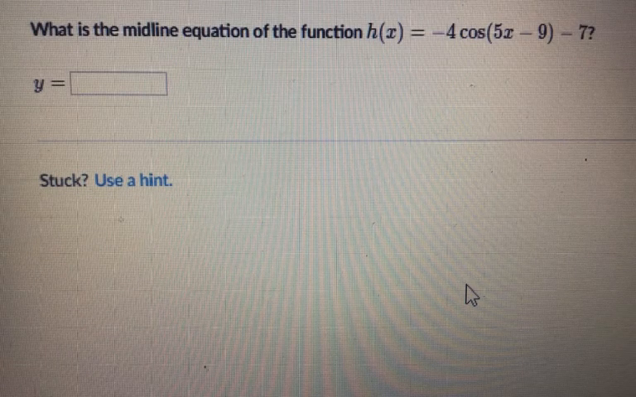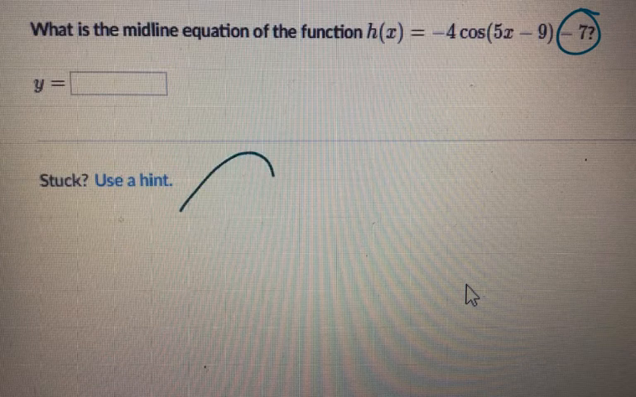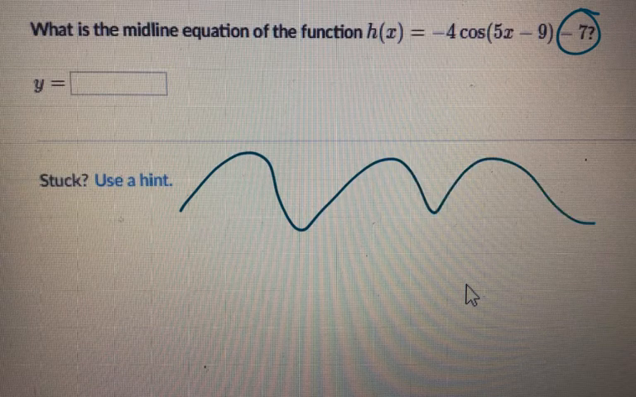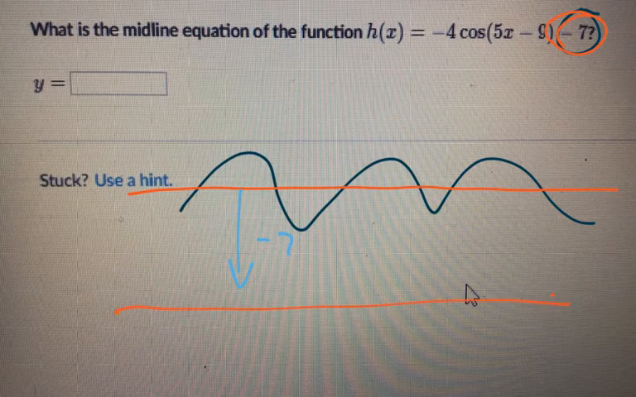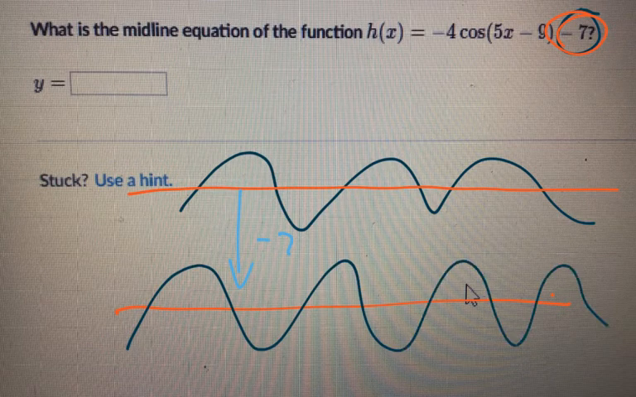Notice this one says minus 7. Again, what does that mean? Here would be my wave. Here's our original midline. That minus 7, what's it going to do? It's going to shift it down 7 spaces. So now my midline is 7 spaces lower, and my sine wave or cosine wave is 7 spaces lower. So I'm just going to type in minus 7, and I'm done.